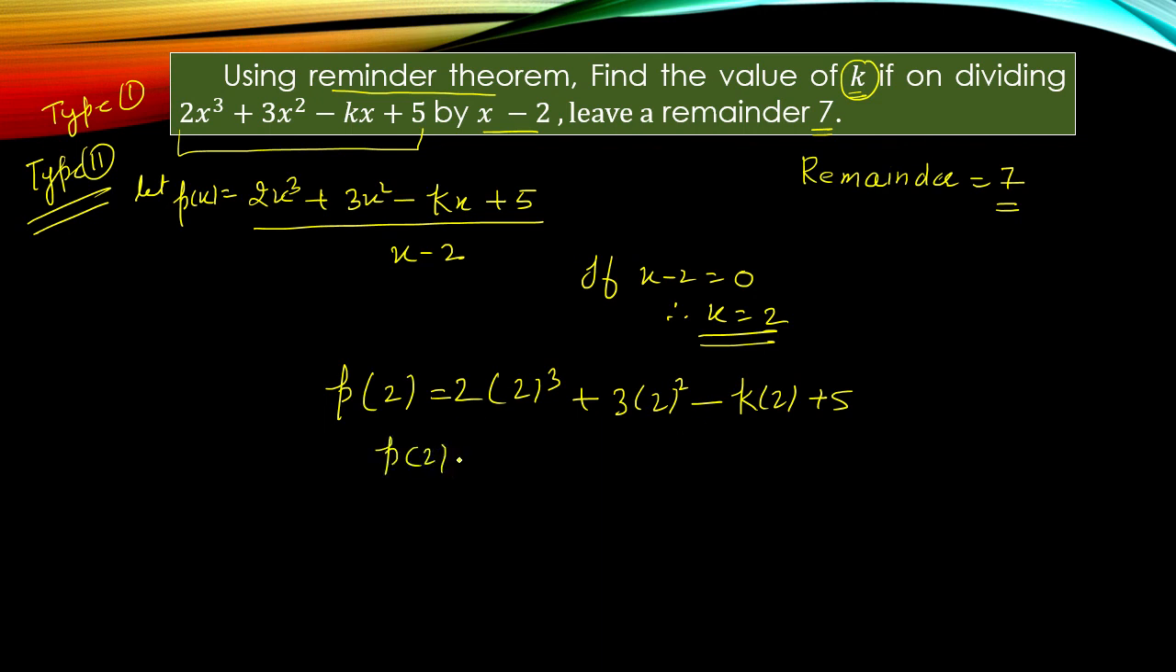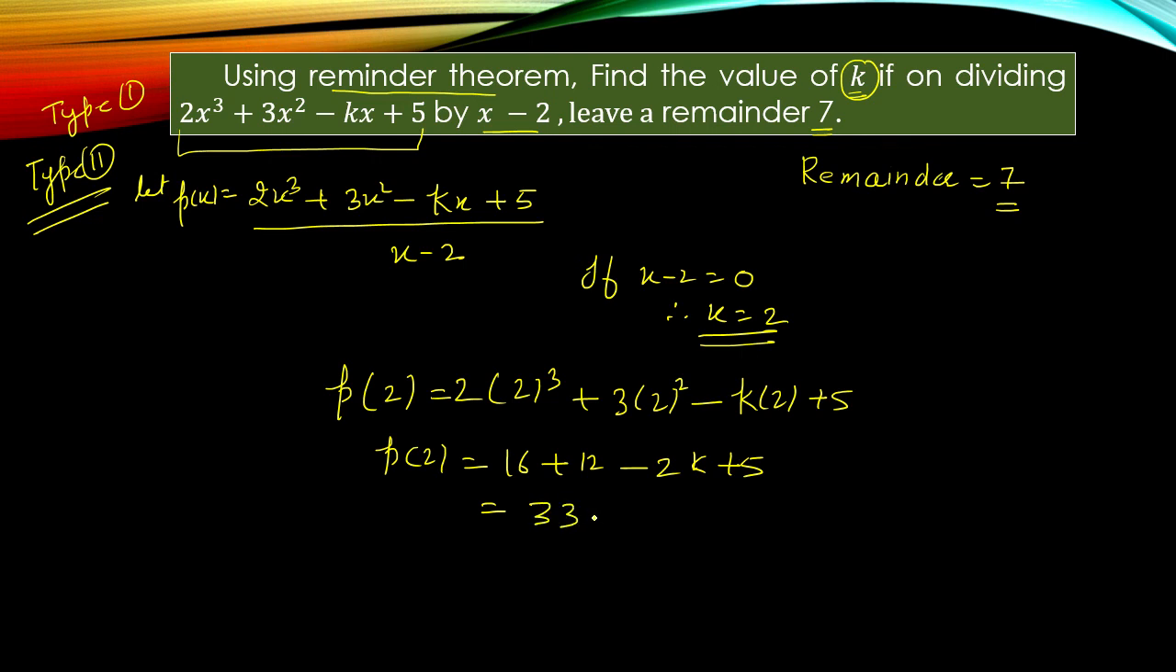Now p(2) is equal to what? That is 8 into 2, 16, and 4 into 3, 12, minus k into 2, that is 2k, plus 5. So we are finding here this is the remainder. 16 plus 12 is 28. 28 plus 5 is 33.